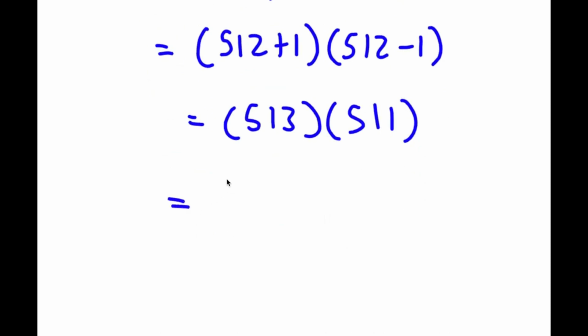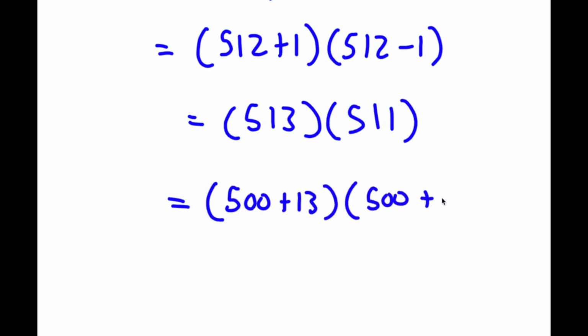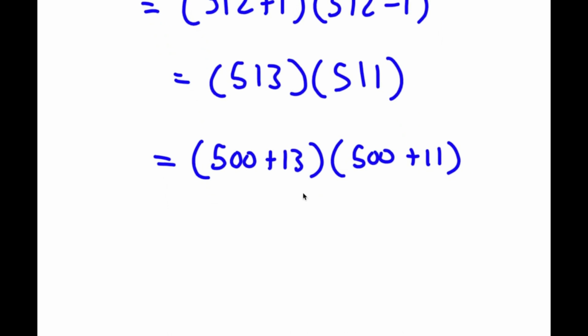So to solve this, I'm going to rewrite both of these. So for 513, I'm going to rewrite that as 500 plus 13. And for 511, I'm going to rewrite that as 500 plus 11. So now I have 500 plus 13 times 500 plus 11. So to solve this, I'm actually going to distribute both of these terms. So I'm going to distribute 500 and 13.